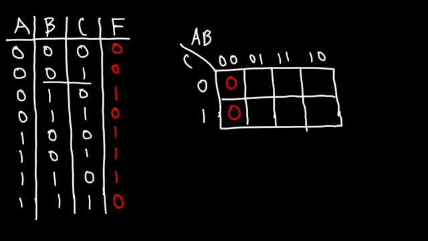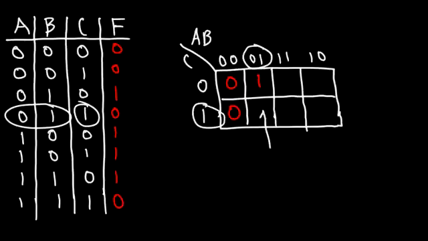Now for the third one, we can see that AB is 0, 1, and C is 0, and the function value is 1, so we're going to put a 1 for that square. Now for the next one, AB is still 0, 1, and C is 1, giving us this square, which the function value is 0.